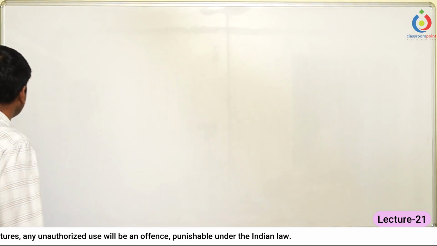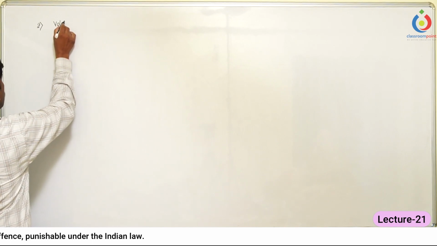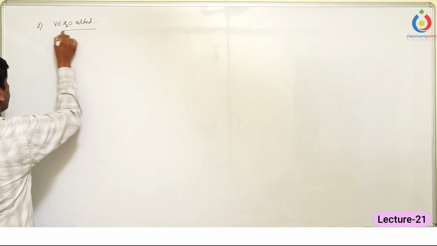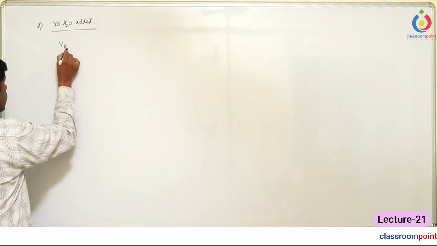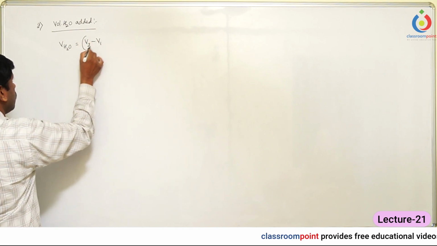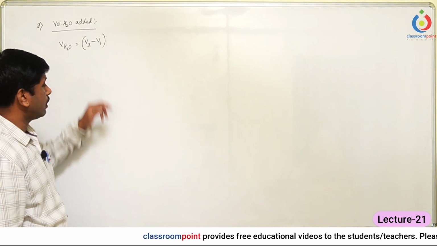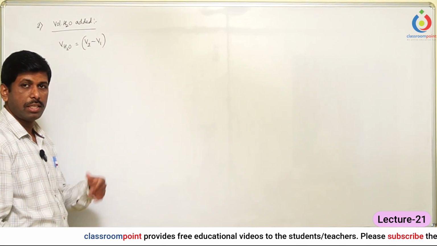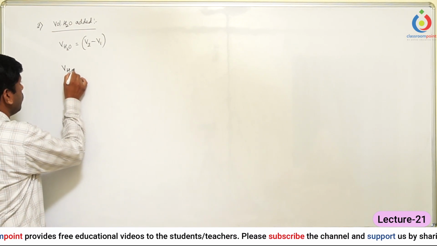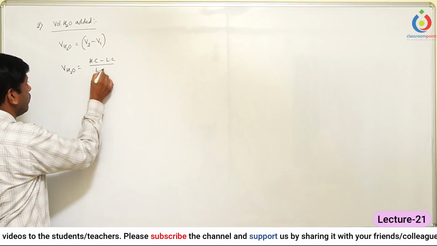So, second application: how to calculate the volume of water added during the dilution process. The volume of water added can always be calculated by subtracting the initial volume of the solution from the final volume of the solution. Here V2 stands for the final volume of the solution, whereas V1 stands for the initial volume of the solution.